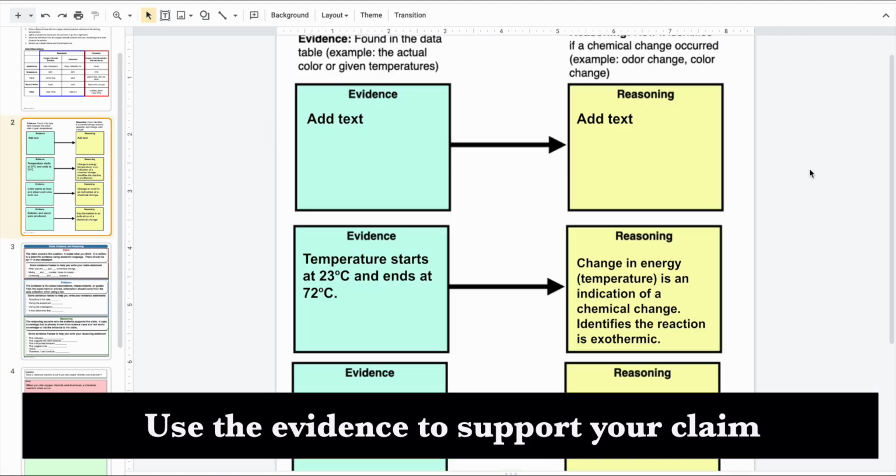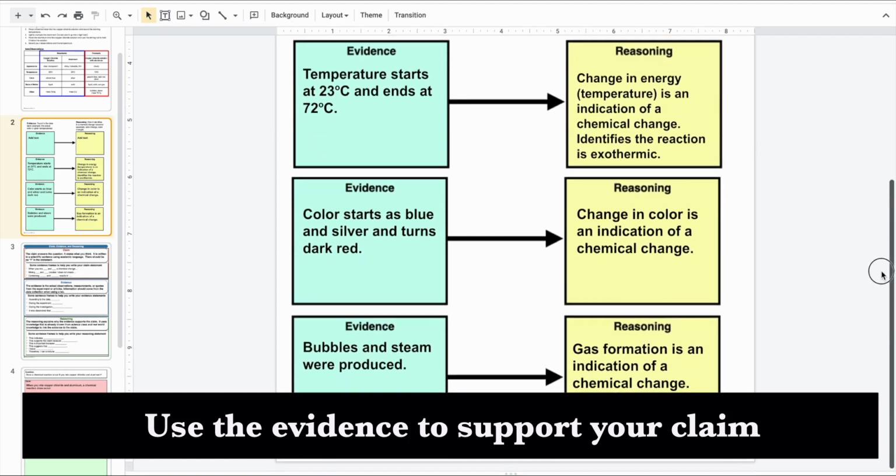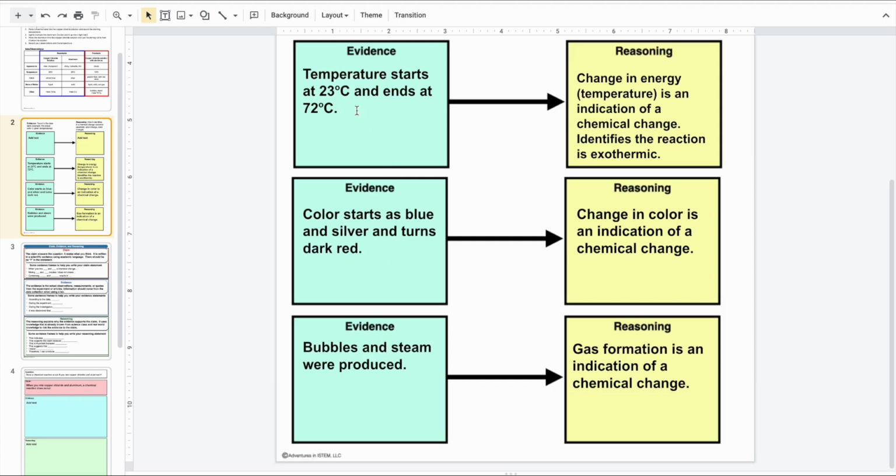And I collected here three different evidences. The evidence has to come directly from the data table. I'm not going to say that the temperature increased. I need to actually use the actual numbers. I'm not going to say the color changed. I'm going to use the actual colors. And I'm going to use that there was actually bubbles and steam.